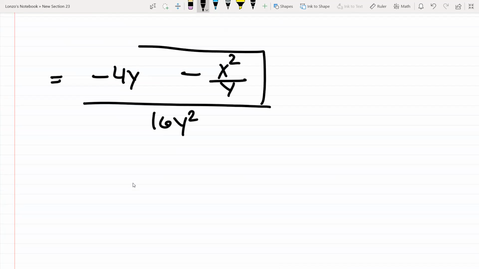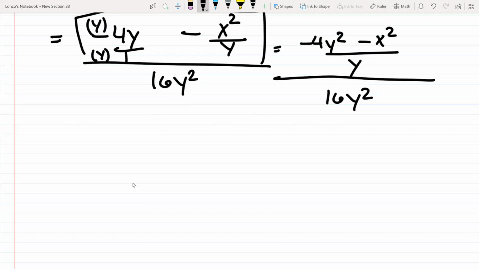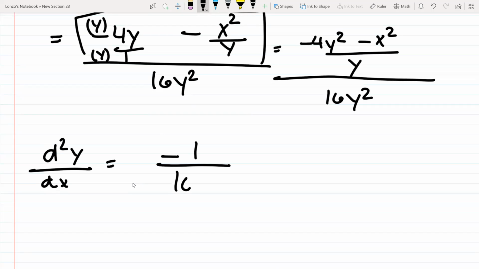If you simplify the numerator, you have a complex fraction. This has a denominator of 1, right? So if you multiply top and bottom by y, that would be negative 4y squared minus x squared all over y, divided by 16y squared. And when you clean that up, your final answer is going to be negative 1 over 16y cubed.